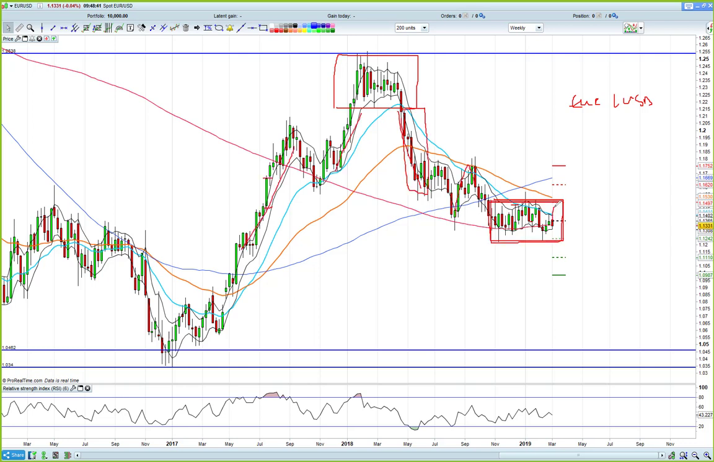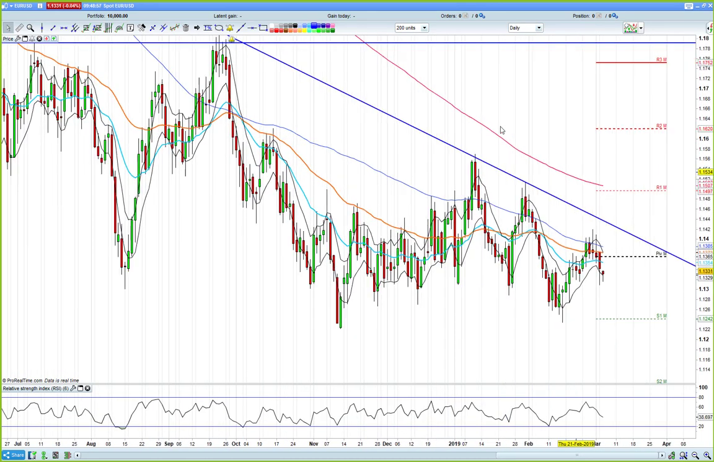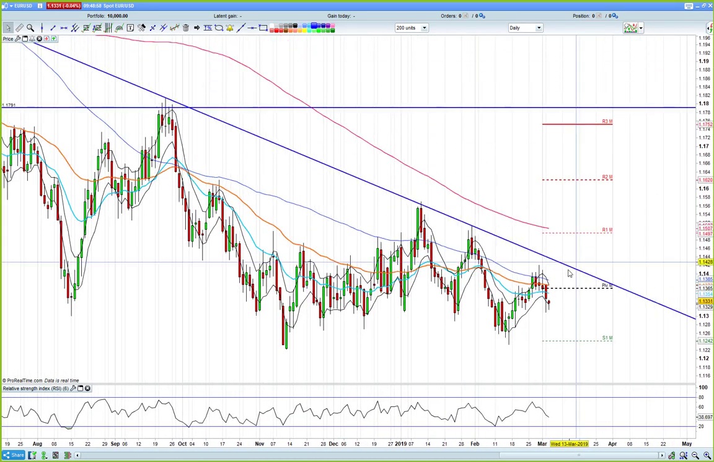But eventually we will break out of this scenario and the price action will change again. There's no real need to look at the daily because there's not going to be any trading opportunities there. The first one that we would have would be a breakout of this trend line.